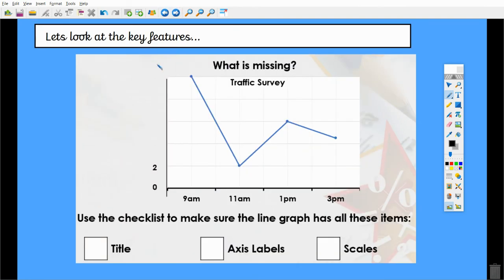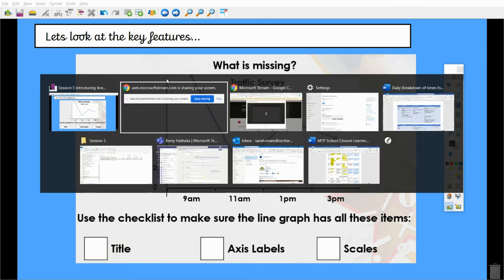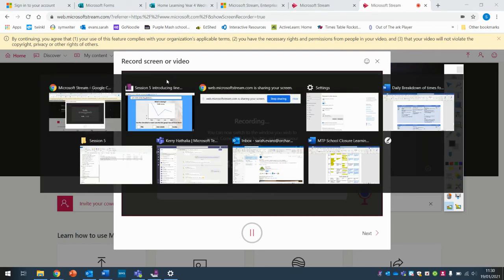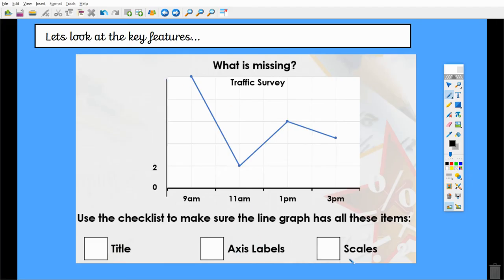All right. So just like some of your other questions today, it's going to ask you what it's missing. I'm just going to double check I'm still recording. Yes. Now, these are the things that your line graph needs.